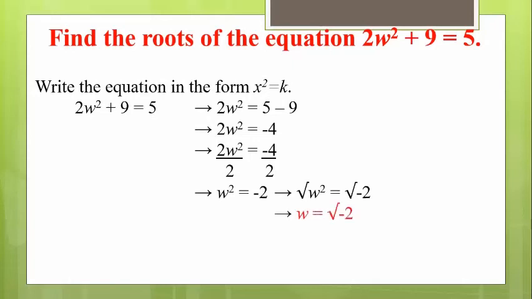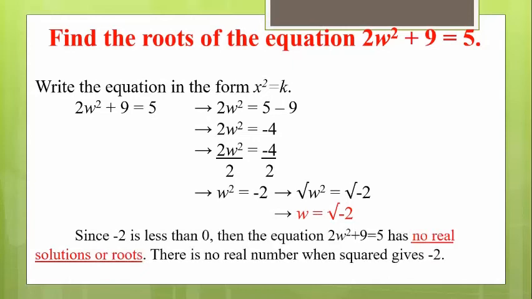Since negative 2 is less than 0, then the equation 2w squared plus 9 equals 5 has no real solutions or roots. There is no real number that when squared gives a product of negative 2.